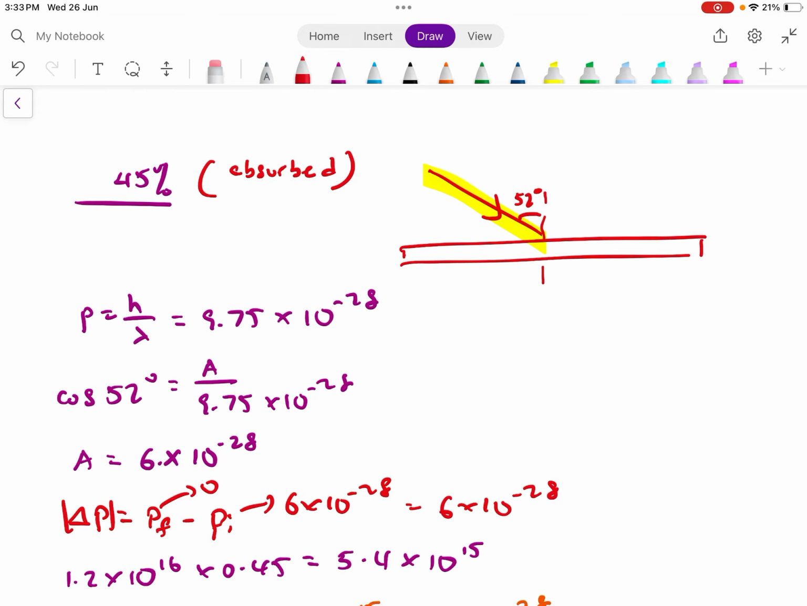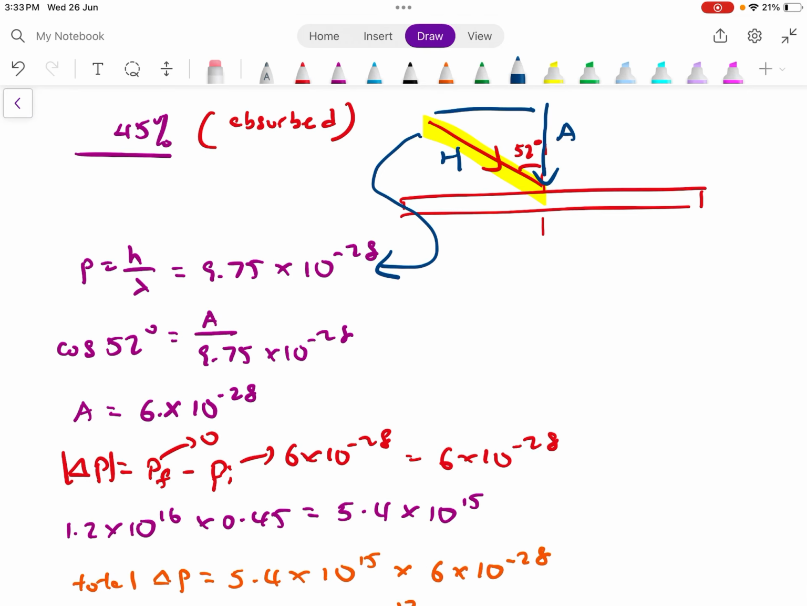Okay, so 45% being absorbed means that, same thing, you can determine the momentum first. The momentum is actually already determined, but I'll just do it for the sake of doing it. So the momentum is given as such. Then you determine what is the momentum that is perpendicular to the surface. So you want the adjacent, because you can see this is your adjacent, this is your hypotenuse. So you just use cosine 52 equals adjacent divided by hypotenuse. So the initial momentum perpendicular to the surface is given to be 6 times 10 negative 28. So that's the initial momentum.